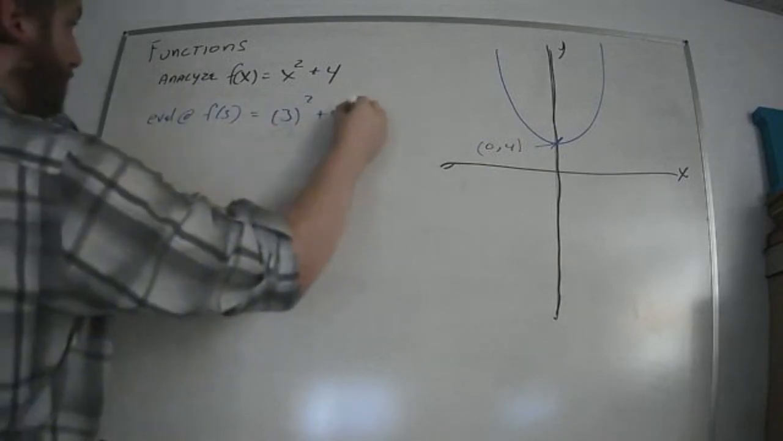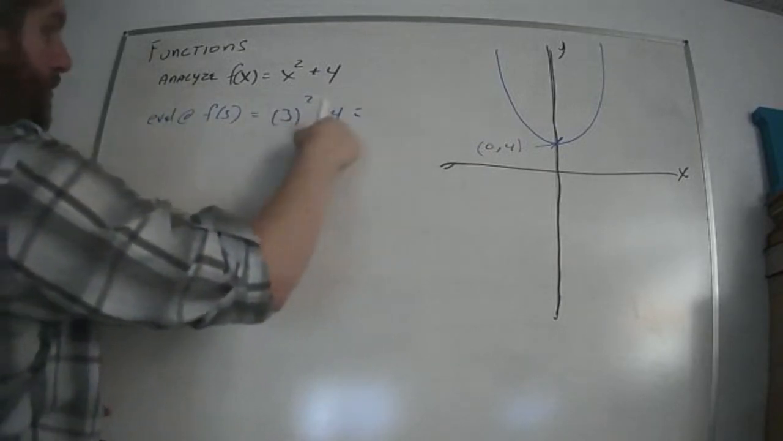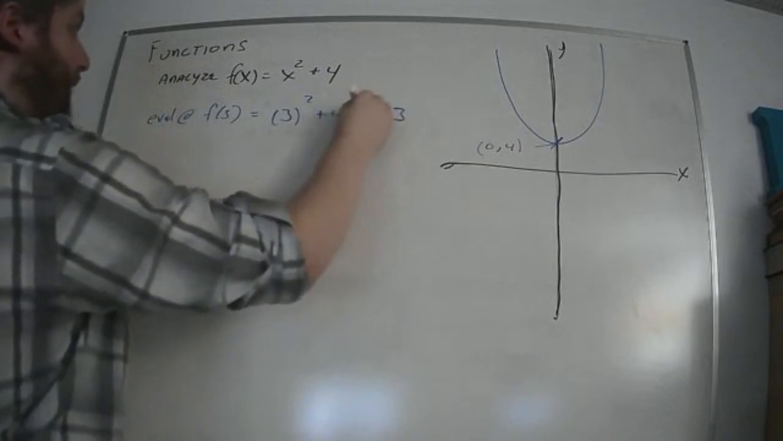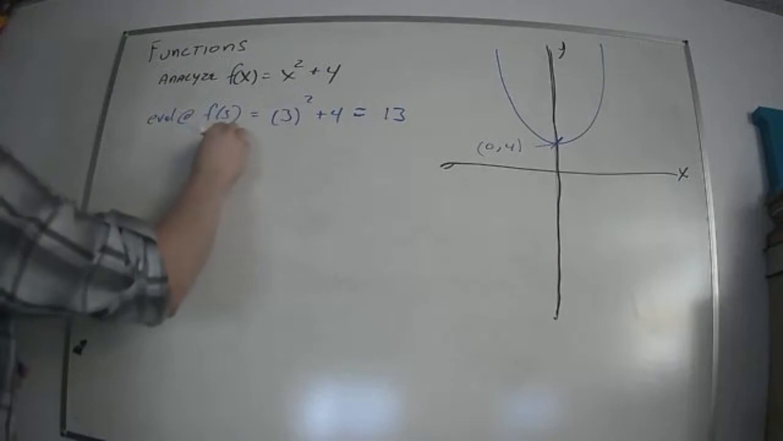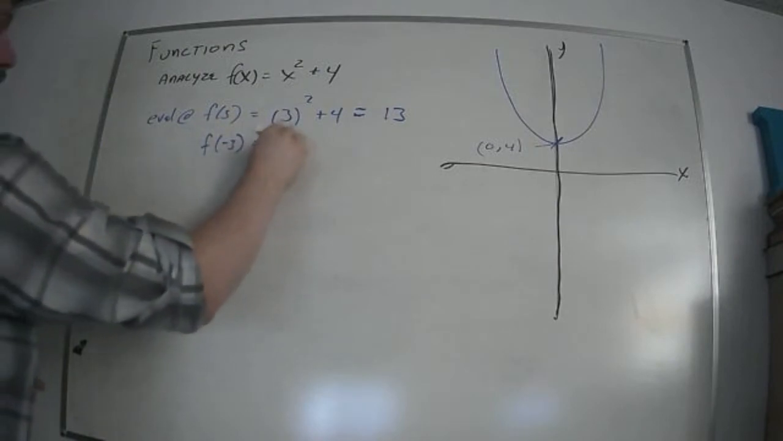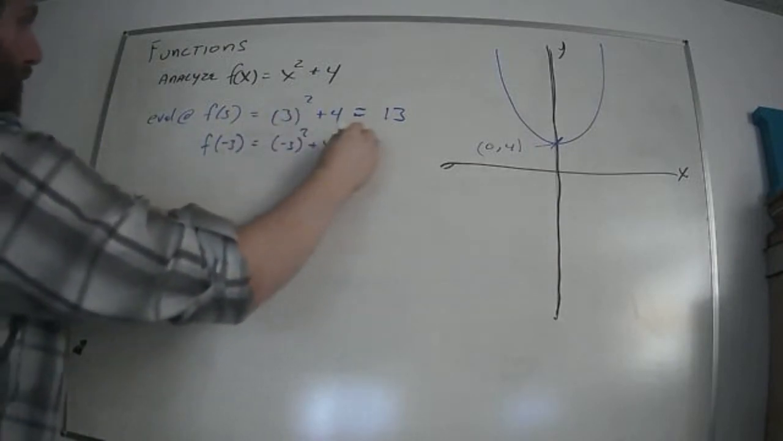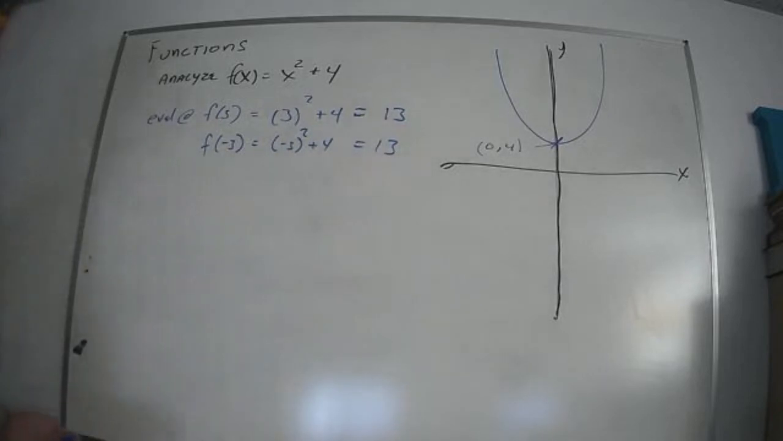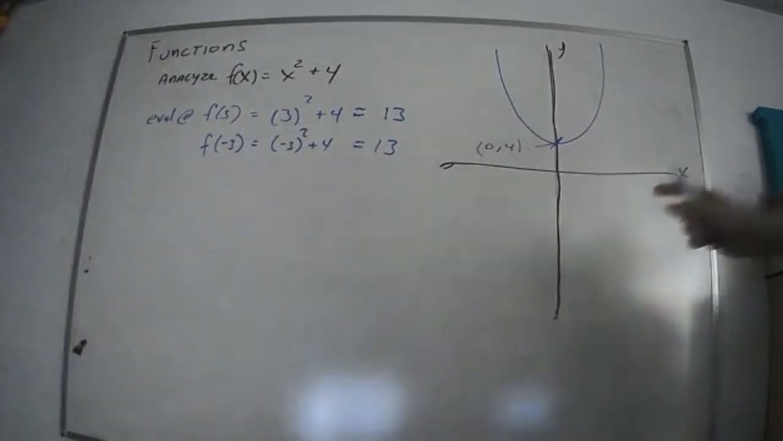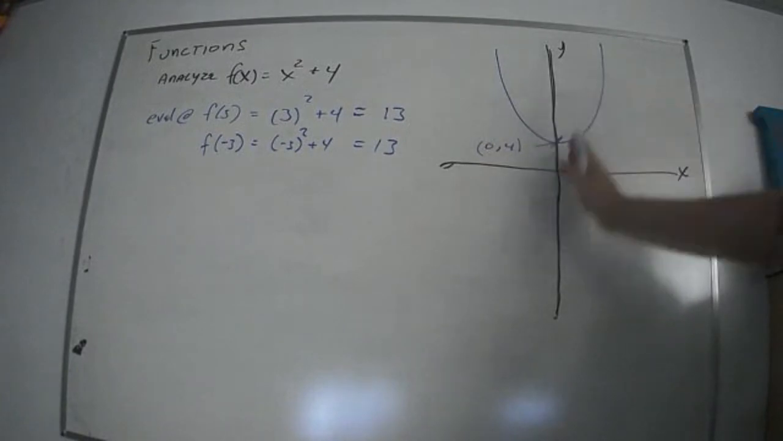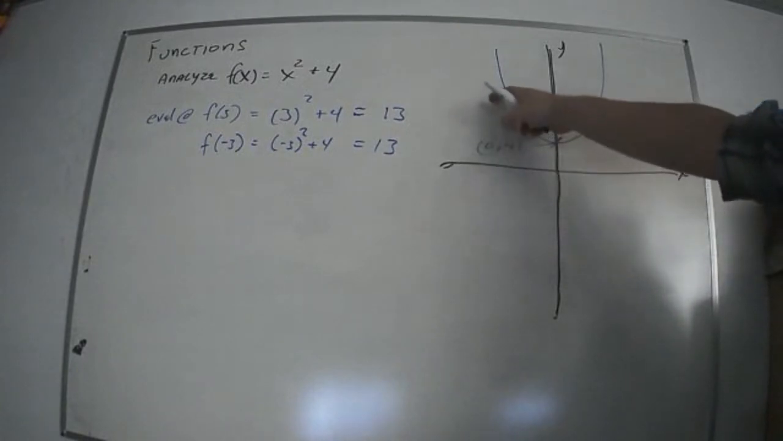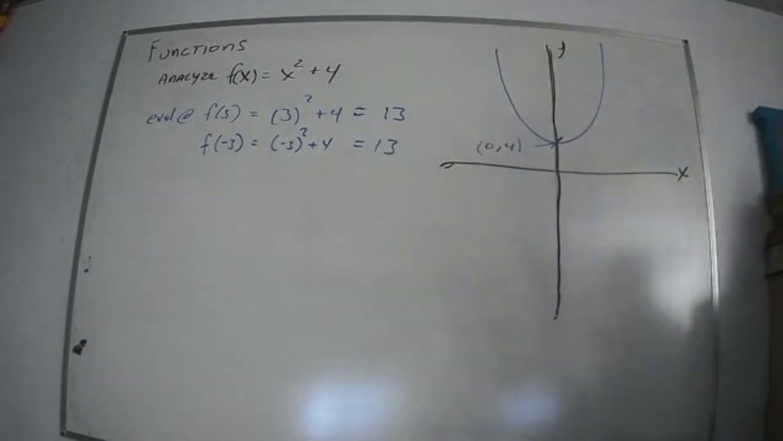So 3 squared plus 4 is 3 times 3 is 9, plus 4 is 13. Now, an interesting thing about a parabola is that if I said f of minus 3 equals minus 3 squared plus 4, that's still 13, which should make sense because I have a value of f of 3, it has a certain point on the parabola. But if I go the same distance negative, it has the same y value on the parabola.